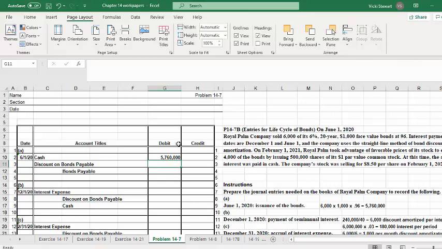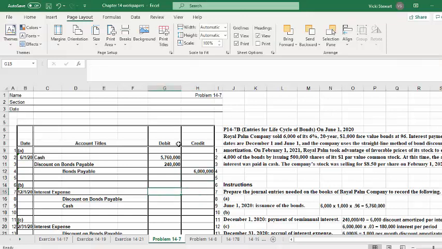The difference between the face value of the bonds, which is $6 million, and the cash that we would receive of $5,760,000 is the discount on bonds payable, which would be $240,000. Then we would credit bonds payable for the face amount of $6 million.